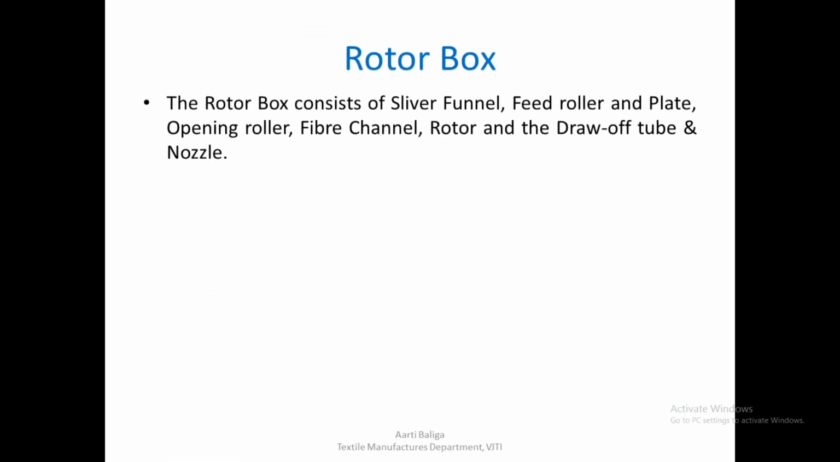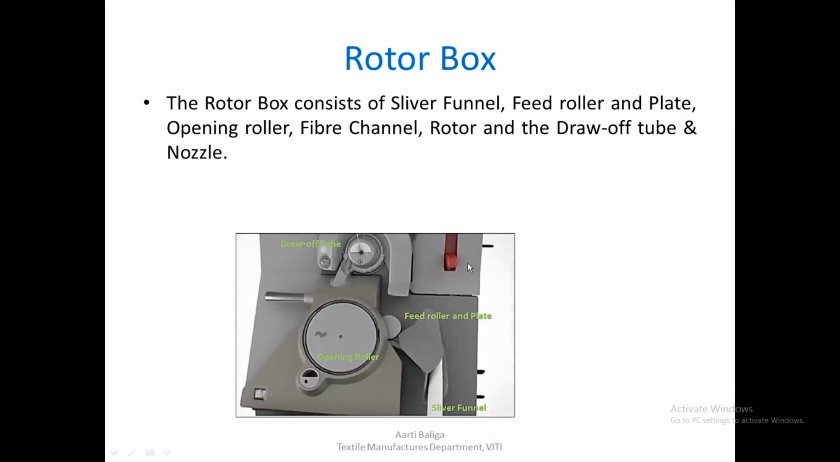Okay, so we have seen the passage. So let us try to understand. There is a term called a rotor box. So what does this rotor box consist of? Whatever parts we have seen up till now, everything is a part of the rotor box. The sliver funnel that feeds the feed roller and the feed plate, the opening roller, the fiber channel that directs the fibers towards the rotor, and the draw-off tube and the nozzle. This entire thing is known as a rotor box.